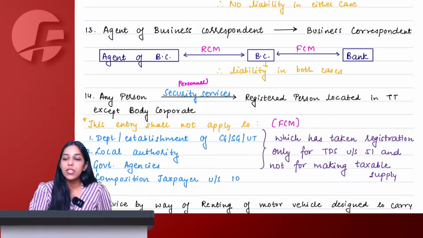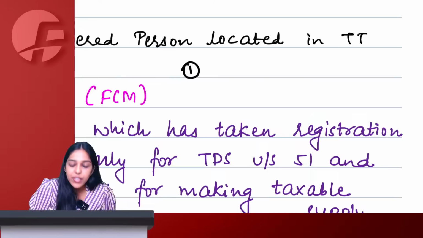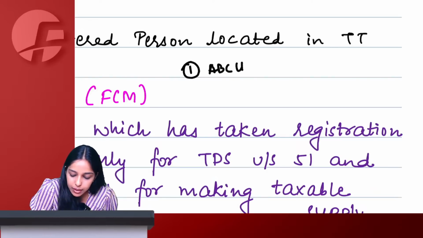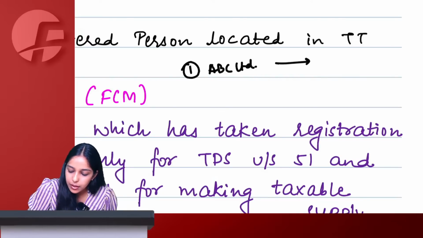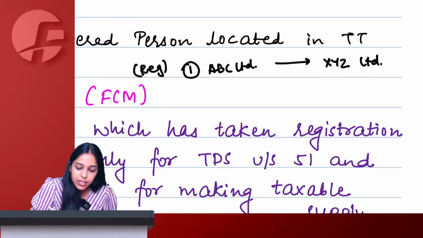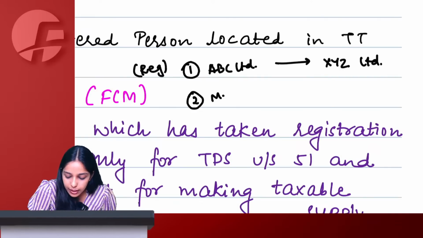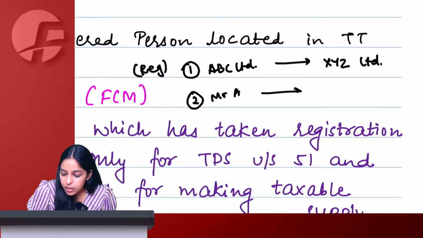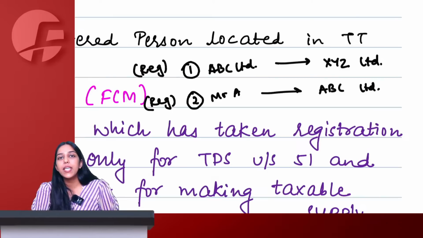I'll ask you 3 questions and I expect answers from you. Question number 1: ABC Limited provided security services to XYZ Limited. Both are registered under GST. Question number 2: Mr. A provided services to, let us say, ABC Limited. Again, both are registered in GST. Chalo, tell me whether RCM or FCM.